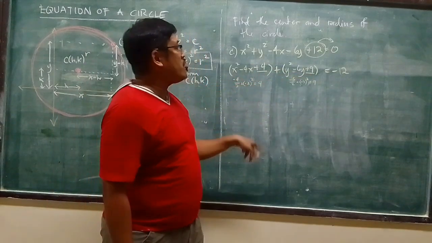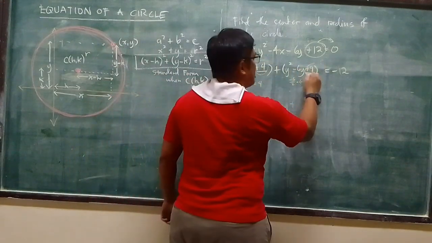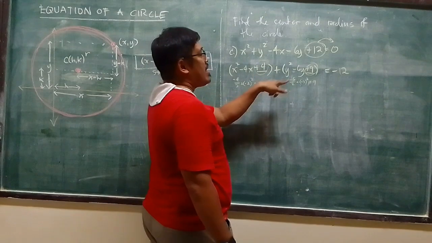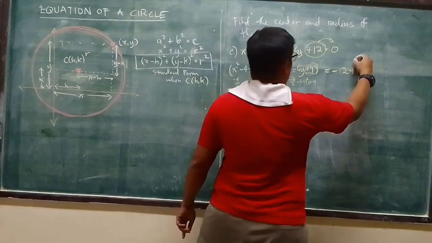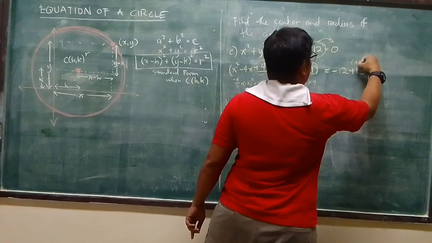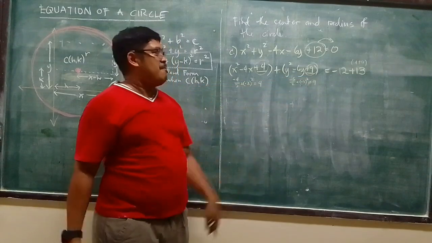Ngayon, dahil equation siya, kung ilan yung pinasok, 4, 9. So, that's a total of 13. So, magpa-plus 13 na po dito. Okay? Yung 13 ay galing kay 4 plus 9. Kasi nasa left side, nag-add ka ng 4, nag-add ka ng 9.